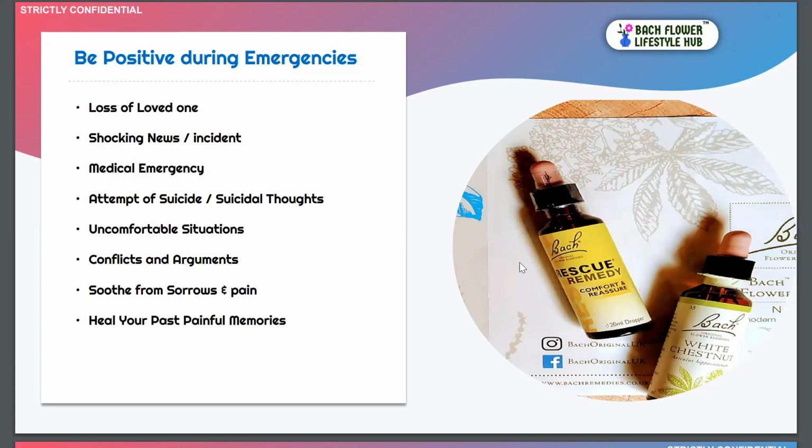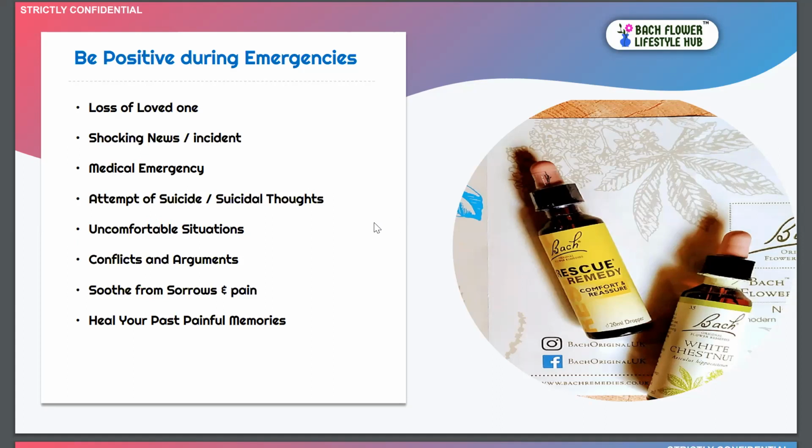Definitely certain situations like loss of a loved one, shocking news, an incident, we can use these remedies. We have Rescue Remedy, which will help us in these emergency situations. Medical emergencies, it will help not only with physical injuries, but the mental level injuries, where we get panic during this situation. The remedies can help us very well. I have a couple of doctors working with us as practitioners. They are using this Rescue Remedy for more critical emergencies that are happening with people, and they're getting amazing benefits.